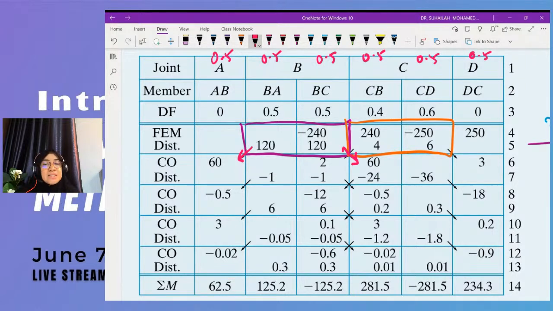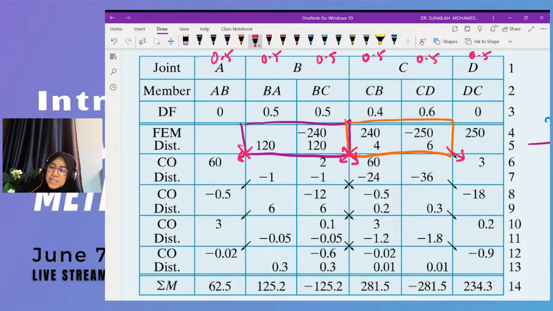We don't change sign. Change sign means we distribute moment, not balancing. Under carryover or balancing, we have to carry the value to the opposite joint. Means B, we have to carry to A. B also we have to carry to C. So at CB we have to carry to BC, and CD we have to carry to DC.